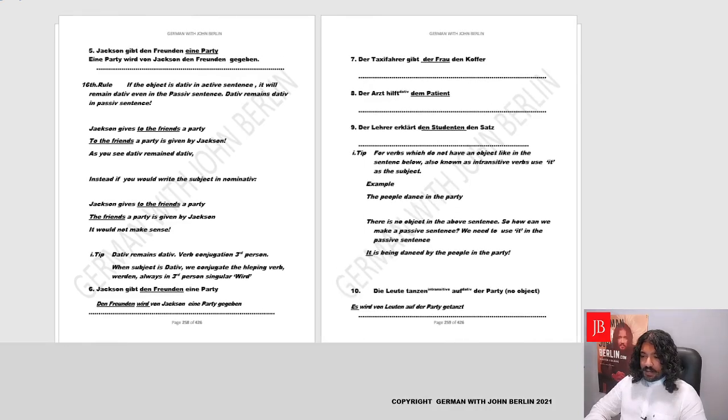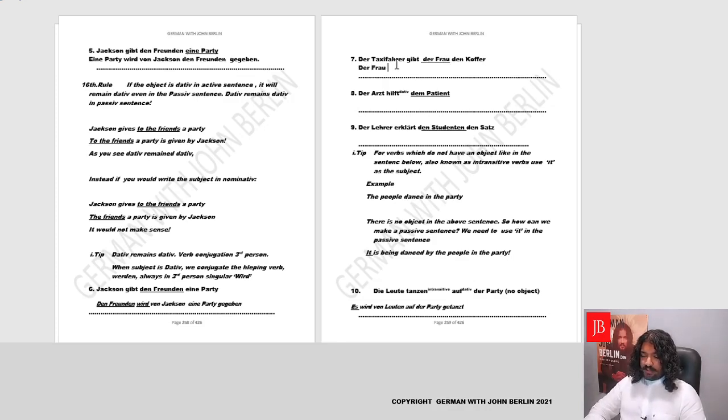Fantastic. Now moving forward, once again, we'll find a combination. The taxi driver gives to the lady the suitcase. So basically the underlying word is "to the lady." To the lady is dative. The rule we learned is dative remains dative in passive sentences. So we'll let der Frau be der Frau, because it means to the lady.